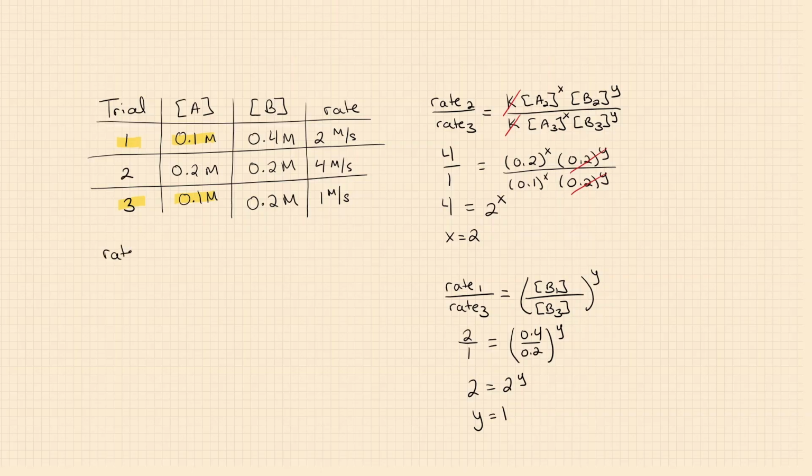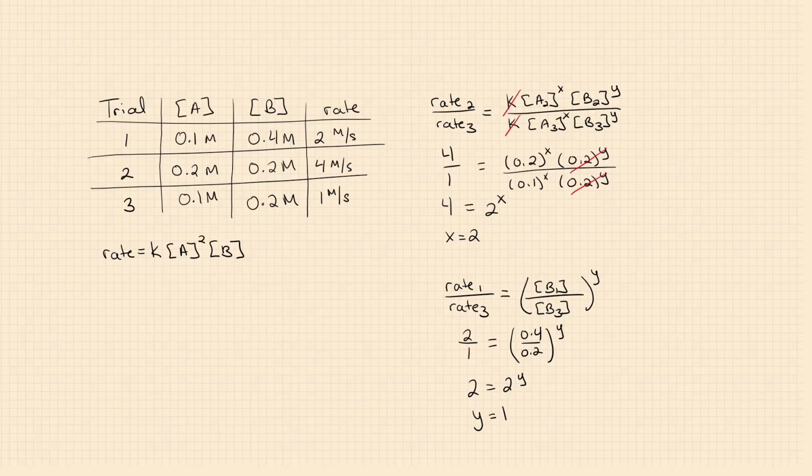So putting that together, our rate law must be second order with respect to A, and first order with respect to B, or rate equals K times the concentration of A squared times the concentration of B. And now that we know our exponents, if we want to find K, we can just pick a trial and plug all the values in.